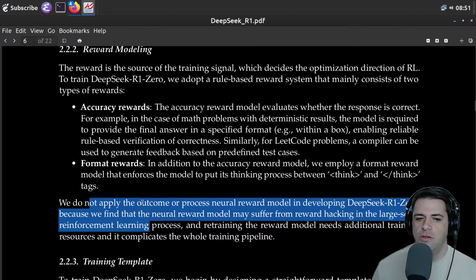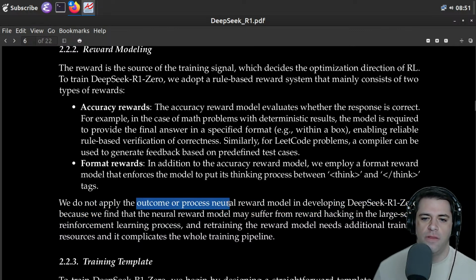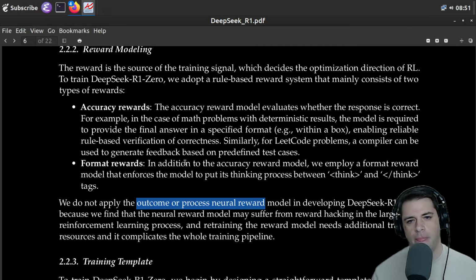And then they say they don't apply the outcome or process neural reward model. And I don't know what outcome or process neural rewards are. Maybe we can ask them.